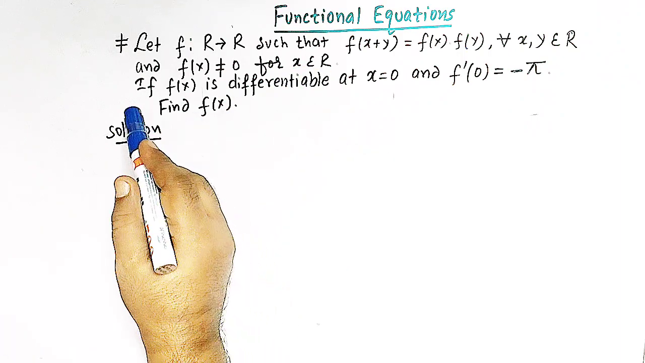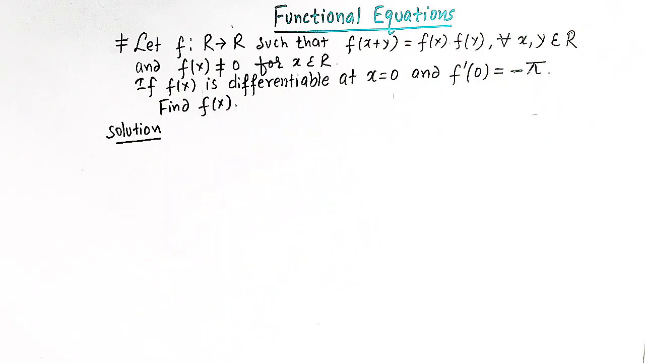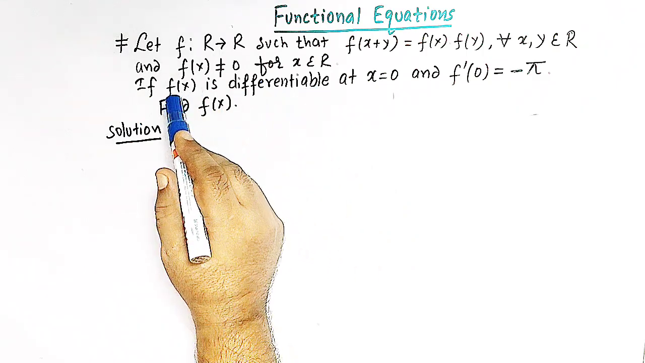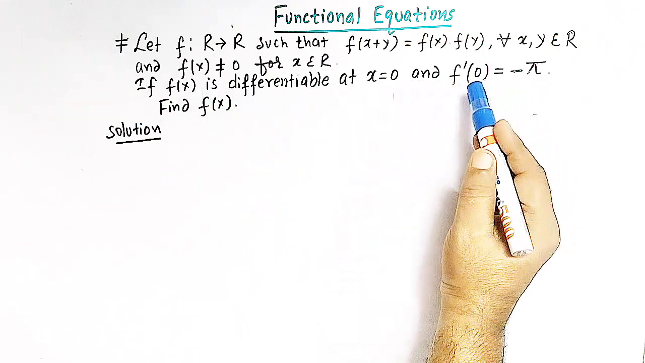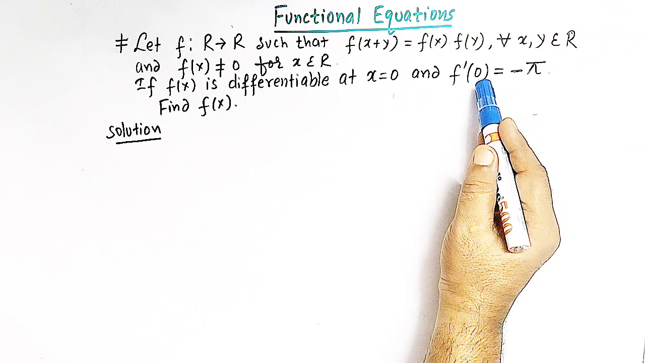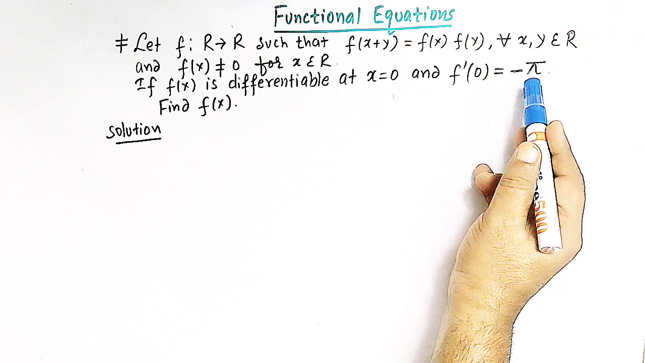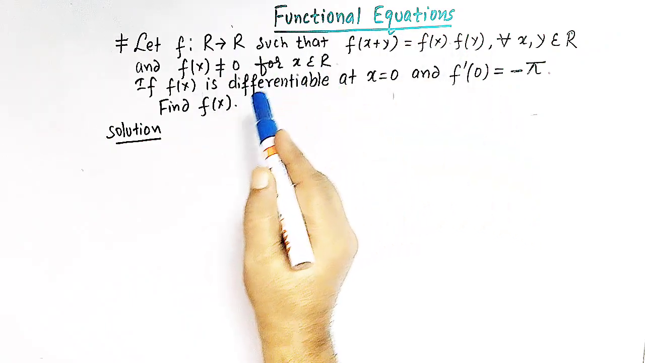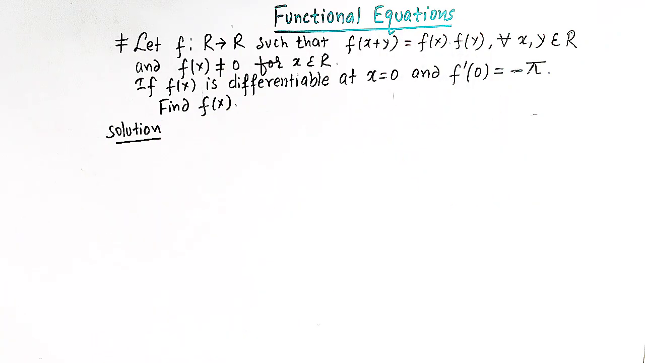And here we are given that f of x is differentiable at x is equal to 0, and the derivative of f of x at this point is given as f prime of 0, that is equal to negative of pi, right? So using all these conditions, we have to find the function f of x, right? So let us start, and here we'll solve this problem with the help of the concept of partial differentiation.